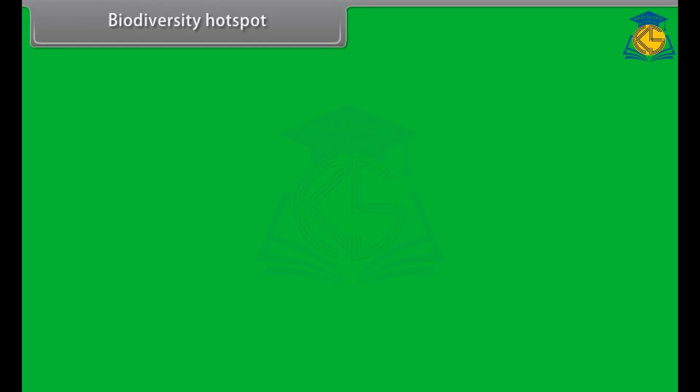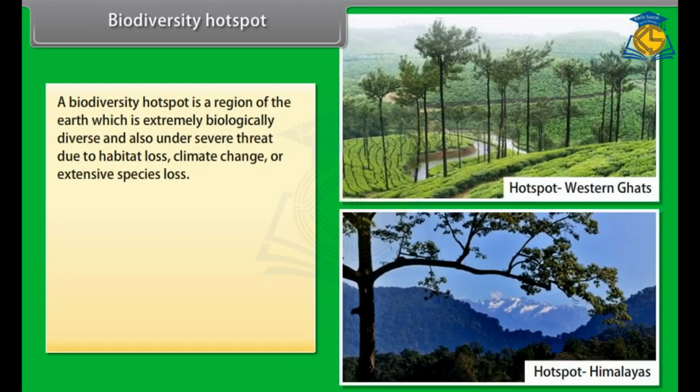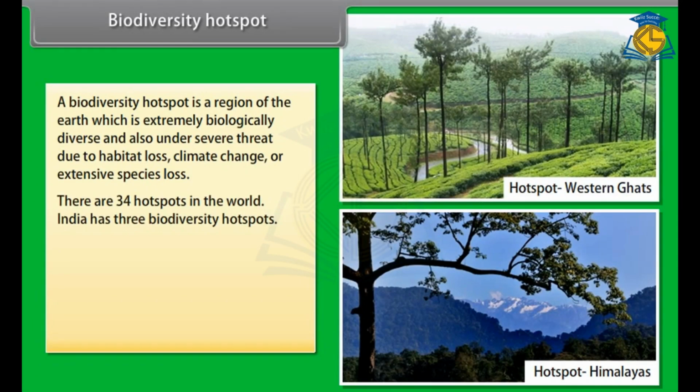Biodiversity hotspot. A biodiversity hotspot is a region of the earth which is extremely biologically diverse and also under severe threat due to habitat loss, climate change, or extensive species loss. There are 34 hotspots in the world. India has 3 biodiversity hotspots. They are the Western Ghats, the Himalayas, and the Indo-Burma region.